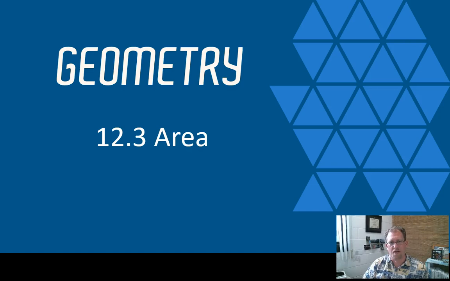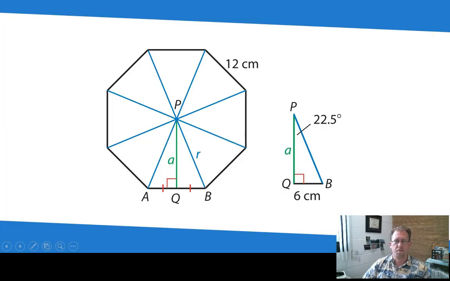Jump into it. 12.3, area of triangles. Remember these problems when you had a regular polygon and you had to calculate the area of a regular polygon using 1/2 AP squared? They would give you something like this where they didn't give you the apothem, but they gave you the radius. And you had to do some Pythagorean theorem and things like that to get the apothem.